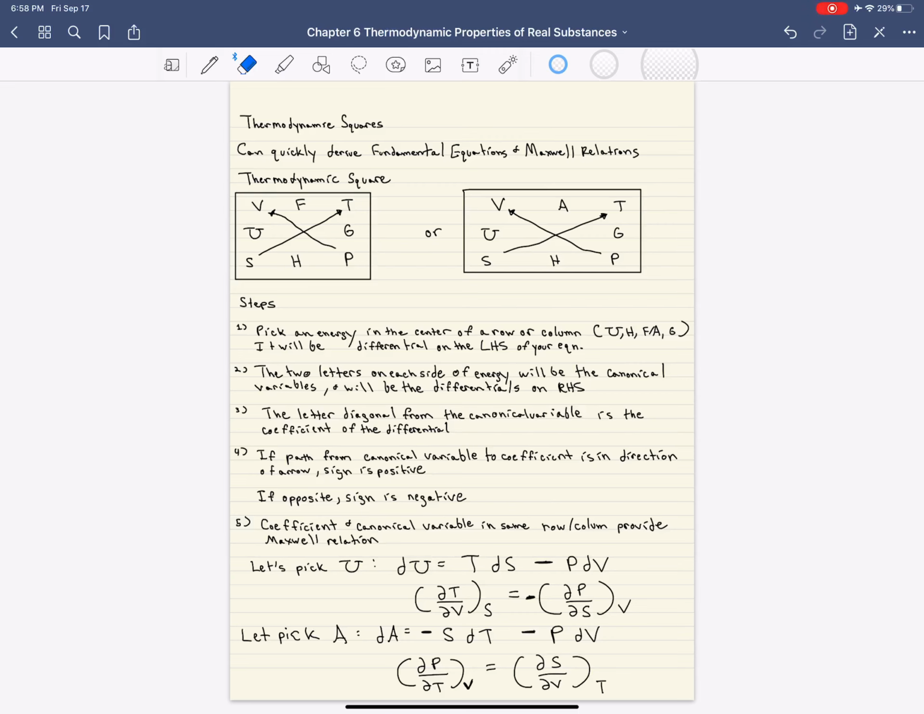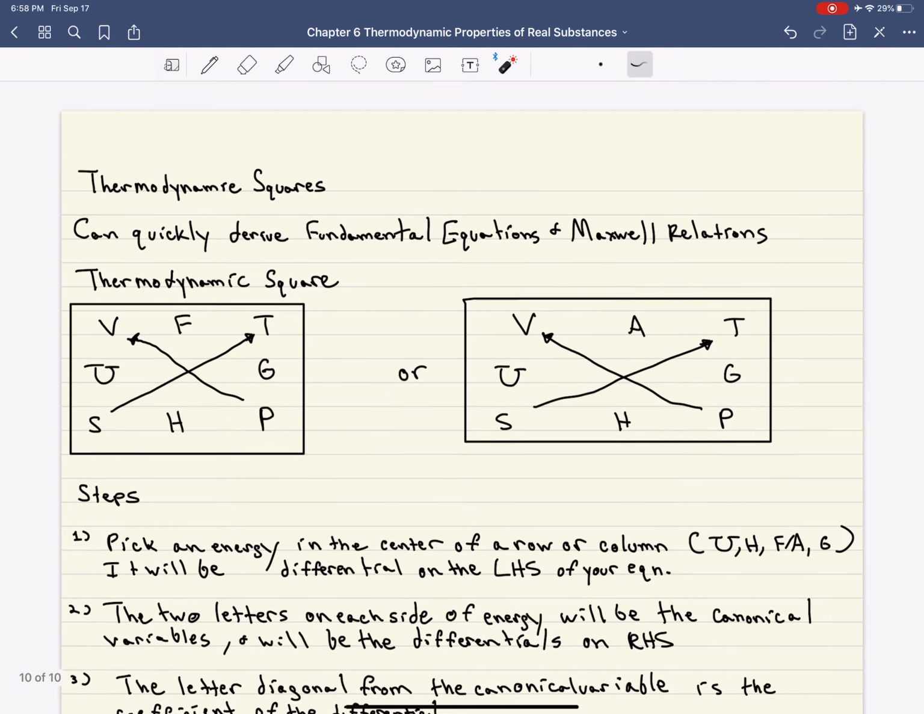All right, and so, here we see the utility of the thermodynamic squares. And we see that if we write it in the correct order, we could derive all of the fundamental equations and Maxwell relations that we want. But the critical thing here is you got to write the correct order of the thermodynamic square. Okay?